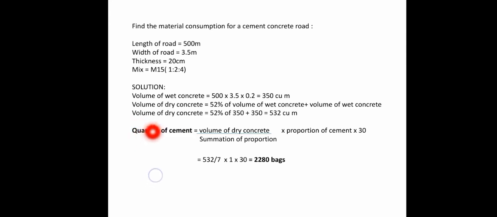Now we are going to use this volume of dry concrete to calculate the quantity of cement. Quantity of cement equals volume of dry concrete upon summation of proportion into proportion of cement into 30. That will give the number of bags required. Substituting the values, volume of dry concrete is 532. Summation of proportion 1 plus 2 plus 4 is 7. 7 into proportion of cement. Proportion of cement is 1 into 30, equals 2,280 bags required.